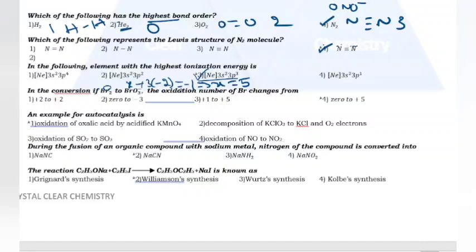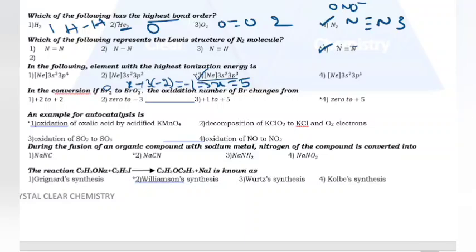36. An example of autocatalysis is, we know already KMnO4 acts as a self-indicator. In fact, it is an autocatalyst in the titration. Hence, the first one is the correct answer.